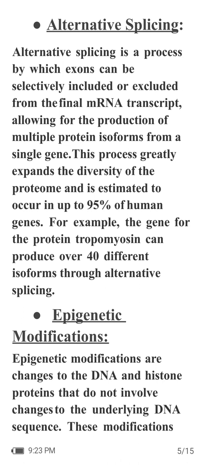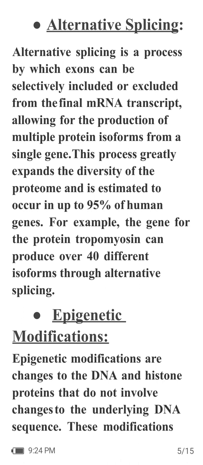Then alternative splicing. Alternative splicing is a process by which exons can be selectively included or excluded from the final mRNA transcript, allowing for the production of multiple protein isoforms from a single gene. This process greatly expands the diversity of the proteome and is estimated to occur in up to 95% of human genes. For example, the gene for the protein tropomyosin can produce over 50 different isoforms from alternative splicing.